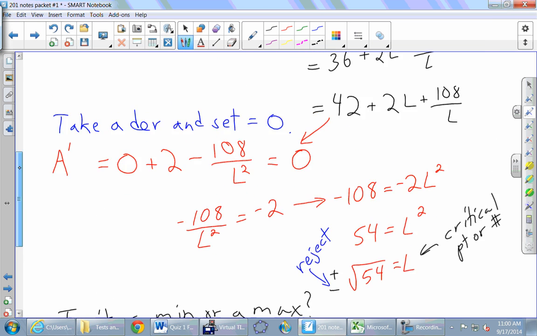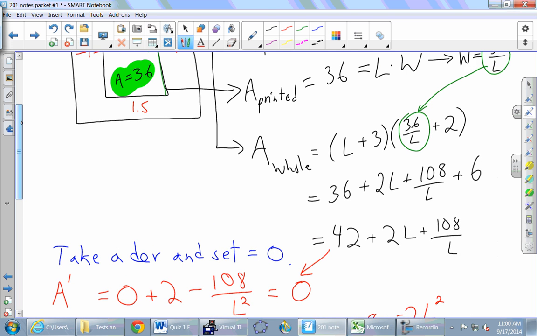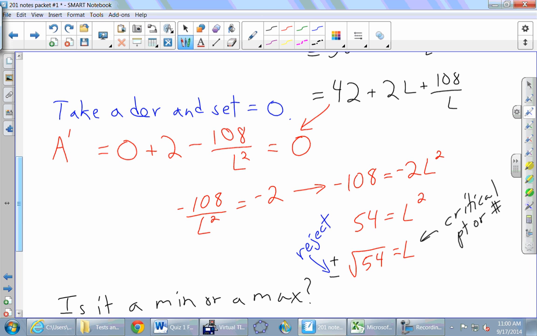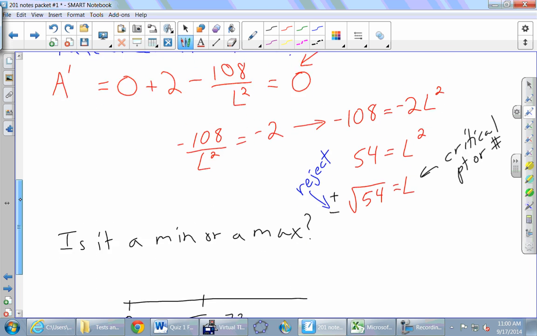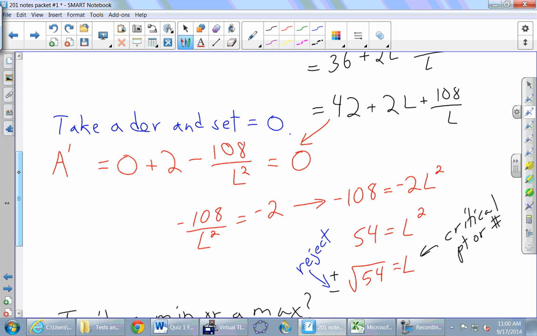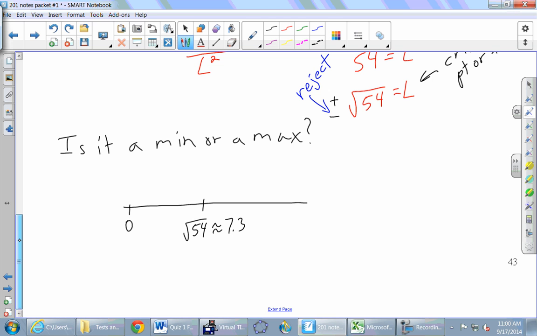Now, there's only 2 important functions up on this page. One of them is the area of the whole piece of paper, and the other one is the area prime function. Which was the one that the root 54 came from? Did it come from the original, or did it come from doing something with the prime? It came from the prime. So that is the label that needs to go on this number line. We're doing a sign chart on A prime because that's where the root 54 came from.